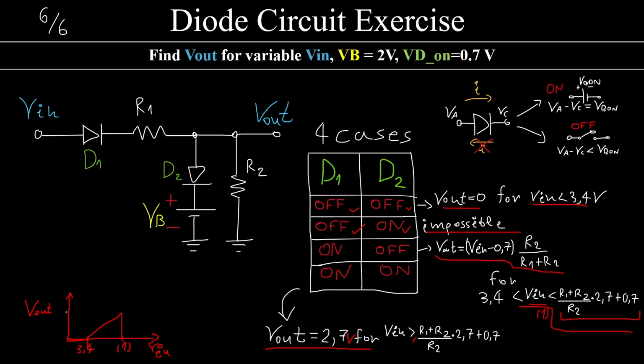How much is this point? This point is 2.7 volts. So this is 2, this is some terrible mouse writing. 2.7 volts. When it reaches 2.7 volts, it will then have a constant value, however much Vin increases. From this point onwards, Vout is going to have a constant value of 2.7 volts.